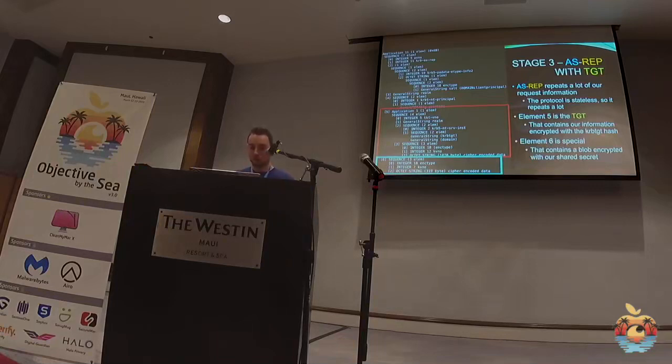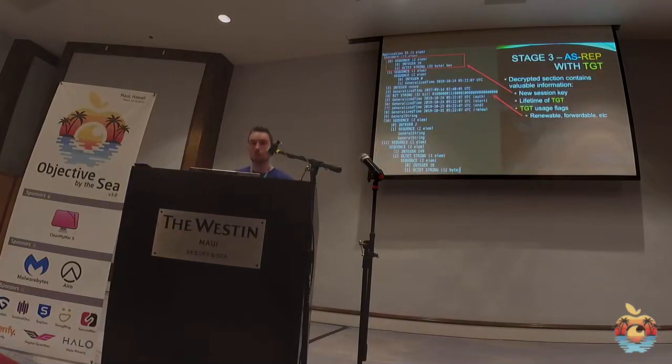But this part down here at the bottom, 6, is a part that's encrypted with our user's hash. So this is a little bit of extra information. Up here, the TGT, most of it is encrypted with the krbtgt's hash, so we can't look into it. This is something that we will pass on with further requests, that the KDC can decrypt and validate that it was the KDC that sent this initial TGT.